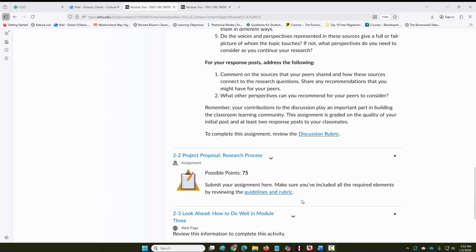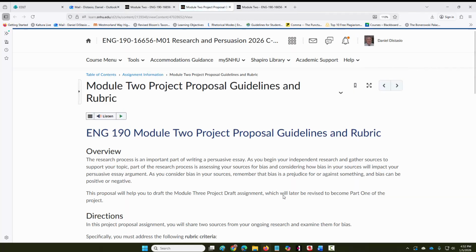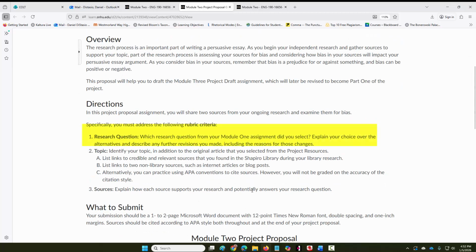Next, we have the project proposal and research process. When we look at the requirements for this assignment, a couple of things we want to note. First, that research question. I mentioned it previously. In week 1, you found a topic. You kind of put together maybe 2 or 3 different angles of questions about that topic. That is leading you into the research question. Now you'll choose one of those questions from week 1 and elaborate on it.